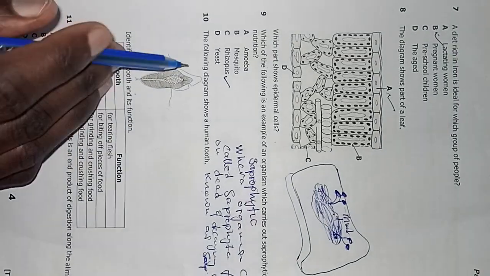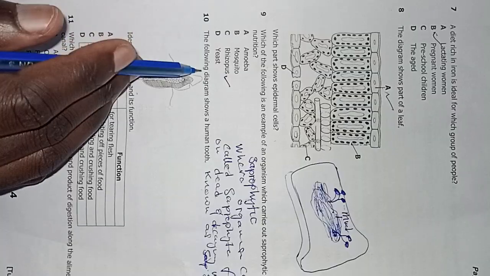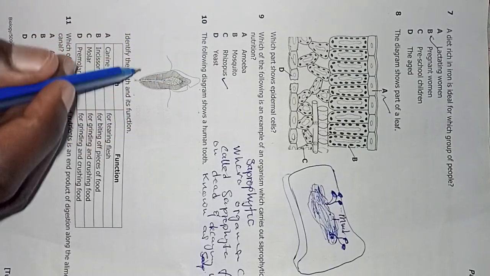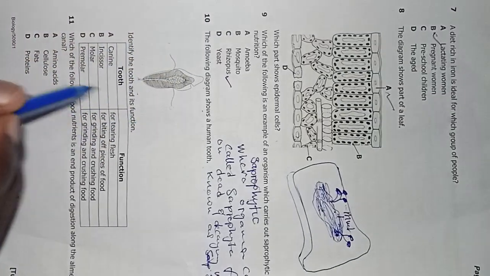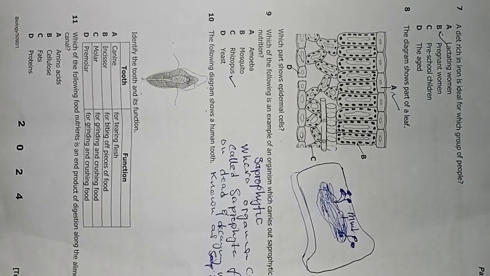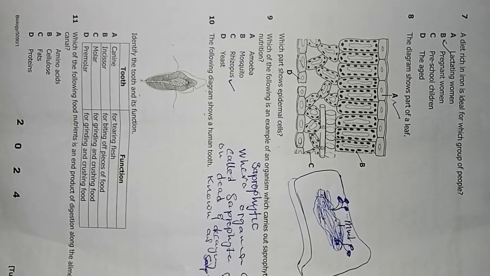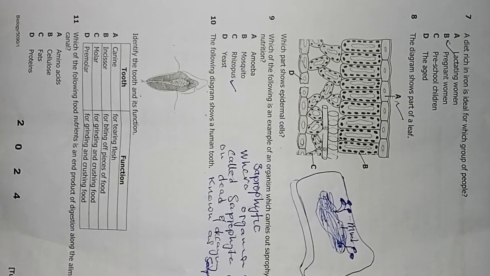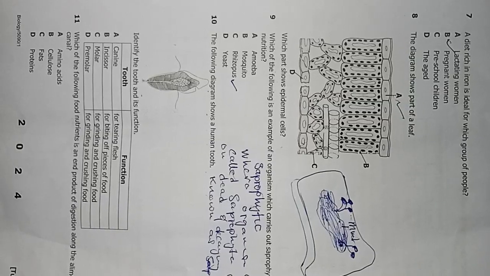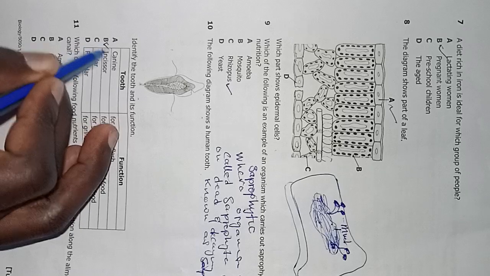Which of the following shows a human tooth? So the following diagram shows a human tooth. Now we know that we have the canine, incisor, molar, and premolar. And they are asking specifically to identify the tooth and its function. So this tooth which we have here is an incisor. So the best answer there was B.